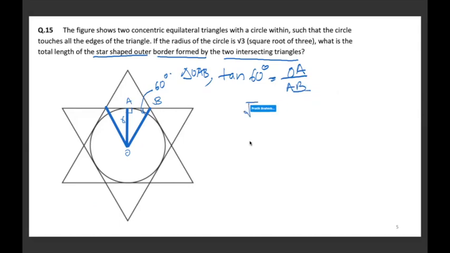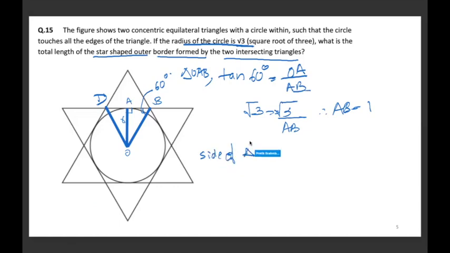Tan 60 value I know, √3 is equal to OA value, which is the radius. Radius का value हमको दिया है √3 upon is equal to √3 upon AB. So therefore AB का value will be 1. AB is 1. So if I assume this to be point D, then side ABD will be equal to 2 into AB, क्योंकि वो A point is the midpoint of BD, which is 2 into 1, 2 units.